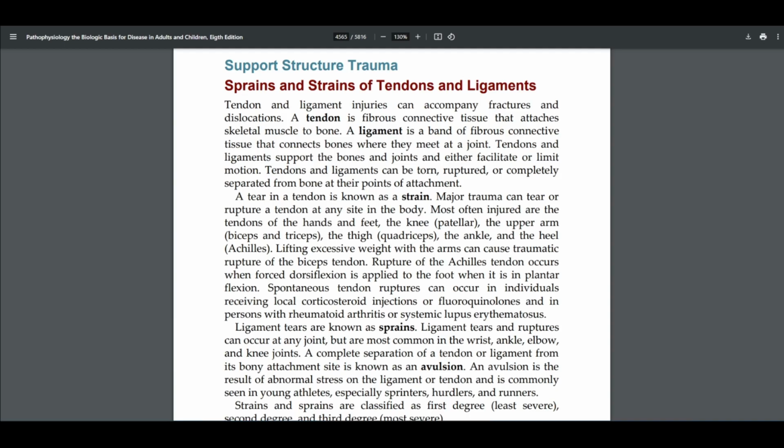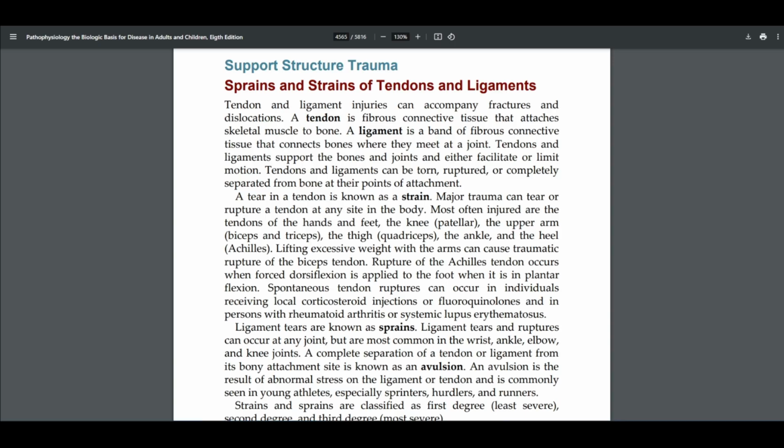Tendon and ligament injuries can accompany fractures and dislocations. A tendon is fibrous connective tissue that attaches skeletal muscle to bone. A ligament is a band of fibrous connective tissue that connects bones where they meet at the joint. Tendons and ligaments support the bones and joints and either facilitate or limit motion. Tendons and ligaments can be torn, ruptured, or completely separated from the bone at their point of attachment.